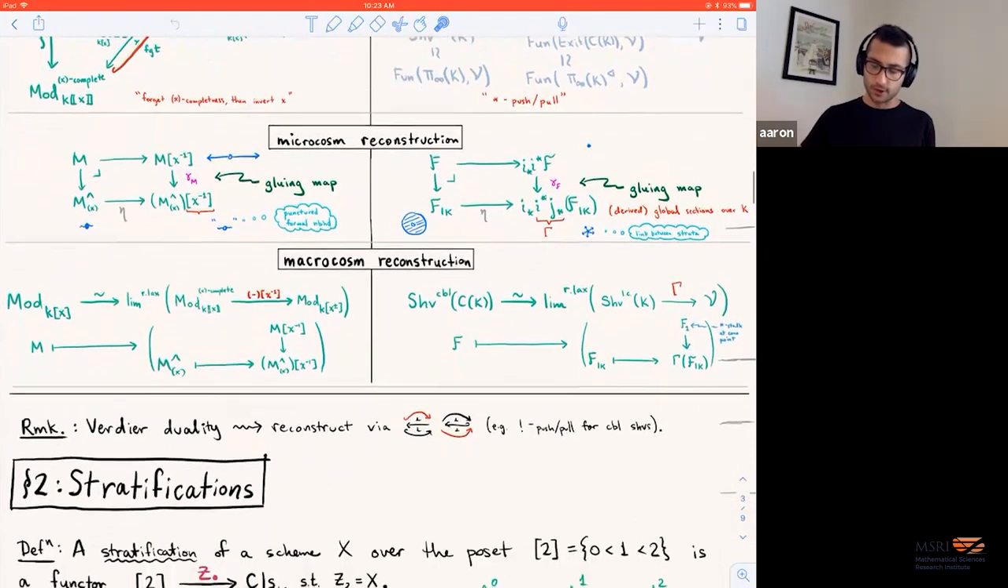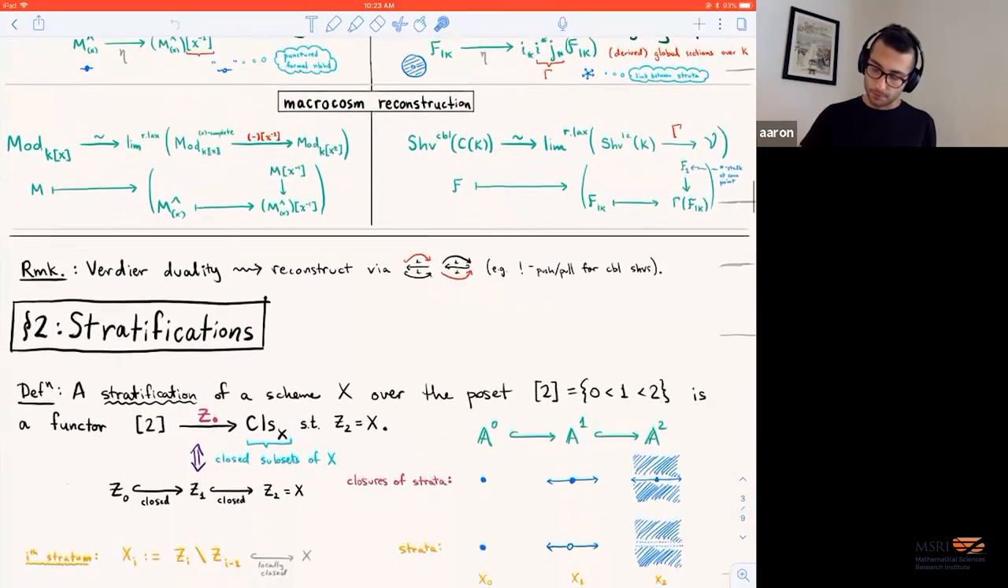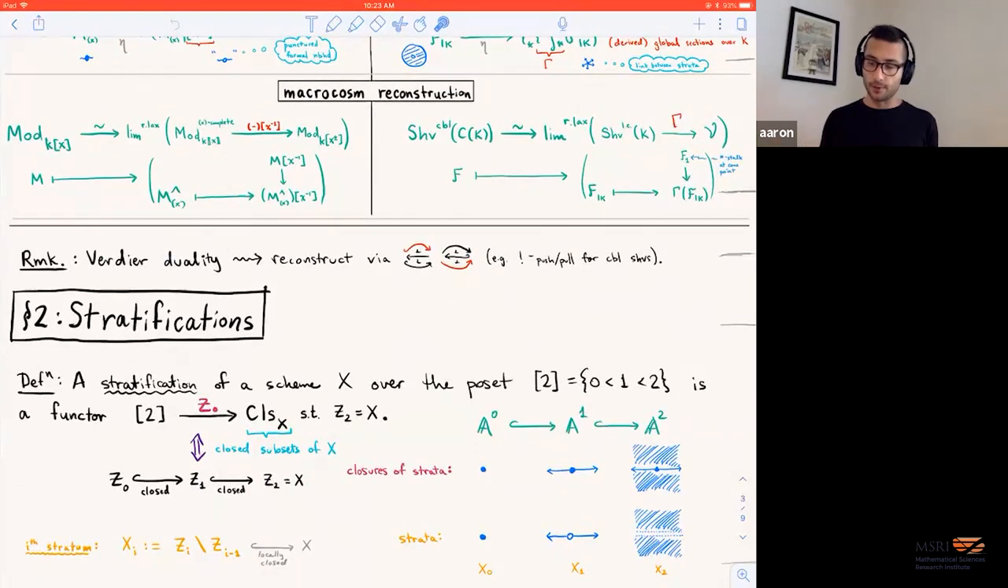So I'll first just describe stratifications over the poset [2]. There's an additional subtlety that I'll describe afterwards, but first let's just start here. So a stratification, and now I'll specialize to the algebra side. I'll come back to the topology side later. A stratification of a scheme over [2] is just a functor into its poset of closed subsets, such that Z2 is the whole thing. So it's Z0, Z1, Z2, each of them is closed.